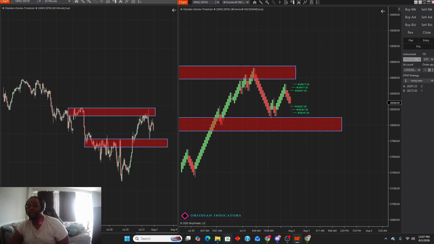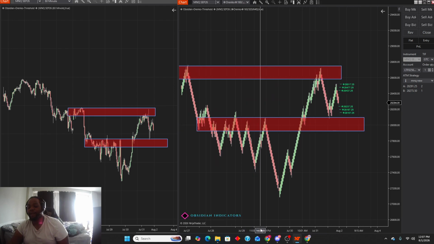As you can see, because I use Renkos, I can find market structure a whole lot easier than you guys can. If you want to learn how to use Renkos, let me know in the comment section below and I'll go ahead and show you guys how to do it.